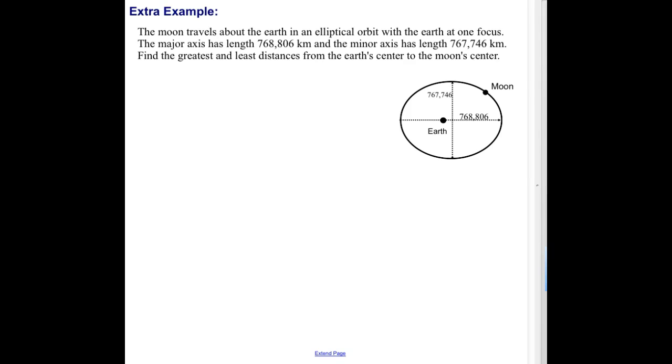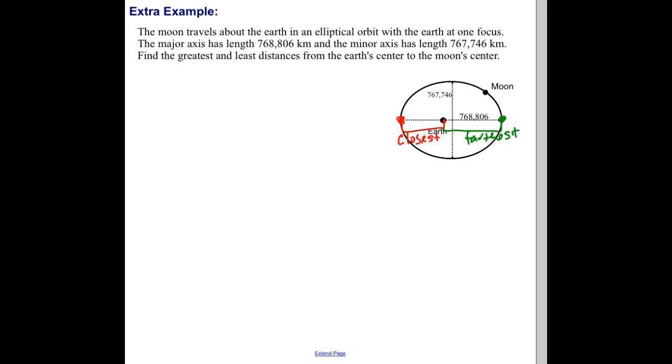Okay, so we're picturing this moon orbiting around here on that ellipse. Earth is centered at this focus on the left. If the moon is here, it's going to be the farthest away from the Earth that it can be. If the moon is over here, it's going to be the closest to the Earth that it can be. All right, so farthest is this distance. Closest would be here.